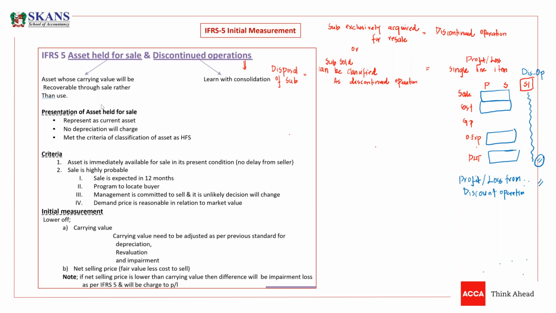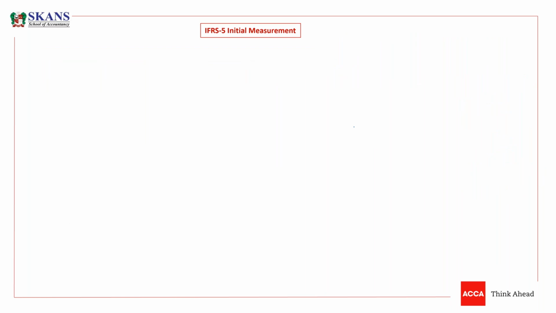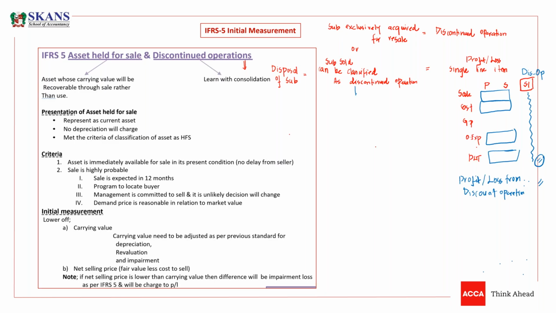So the question is, is it applicable to part disposal as well? Yes, to every disposal where we lost control. But if we still have control, then it means we didn't dispose of the subsidiary. If we lost control, yes, it is applicable to every such situation. If previously it was a subsidiary and now it is an associate, it is applicable. If previously it was a subsidiary and now it is a simple investment, then it is applicable. And complete disposal, it is applicable.